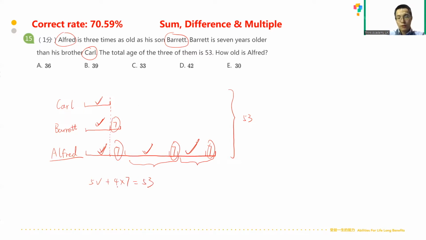So moving this 4 times 7 to the other side of the equation, we will get 5 ticks, so 5 bars equals to 53 minus 28. So 5 ticks equals to 25, and that will give us 1 bar, so 1 tick is 5. So that means Carl is 5 years old, and Barrett is 7 years older, so Barrett is 5 plus 7, so Barrett is 12 years old, and Alfred is 3 times as old as Barrett, so Alfred will be 12 times 3, and Alfred will be 36 years old. So A is the correct answer.